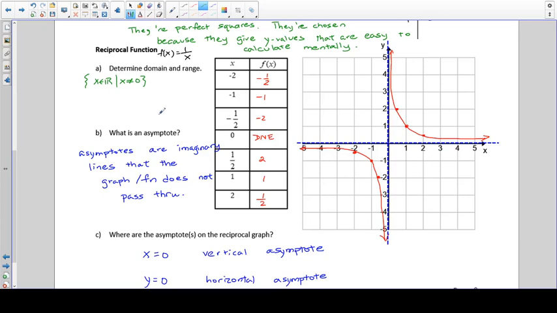Okay. Now it's the same thing for y. You can be as negative as you want. You can be as positive as you want. You just cannot be a y value of 0. So here's the range.